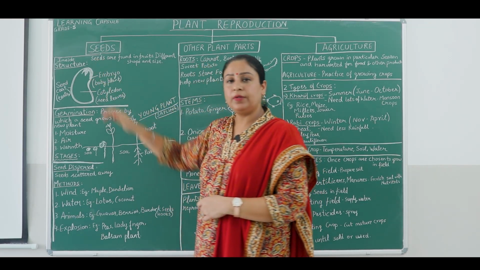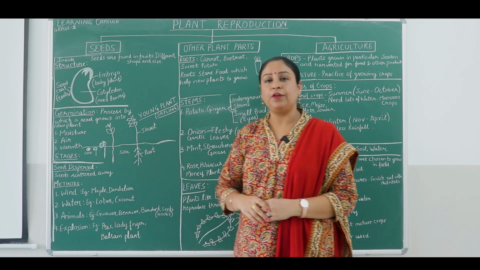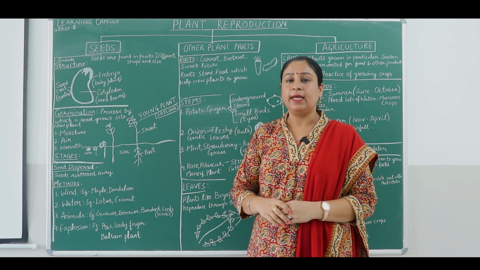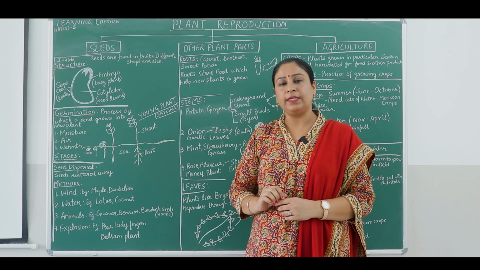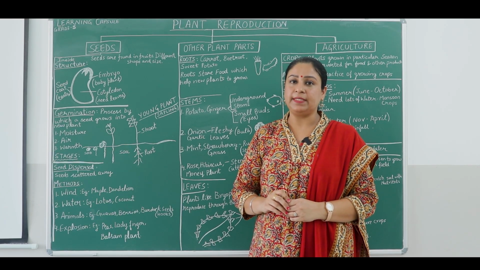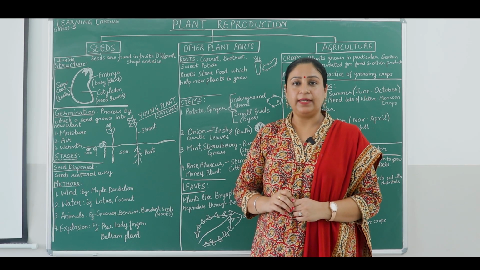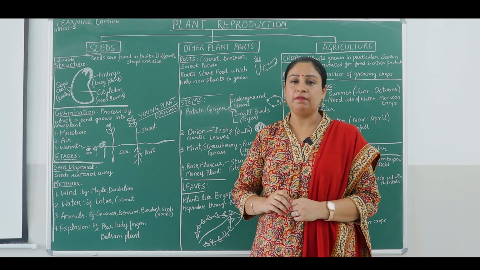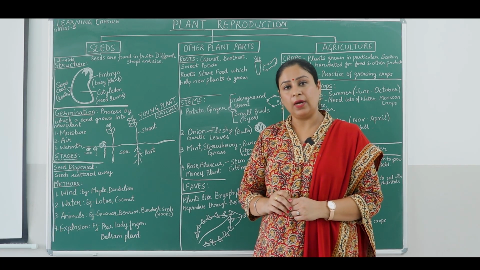See, we know that seeds are found in fruits, and seeds are of different shapes and sizes, like the mustard seed is very small and the mango seed is very big in size. In the same way, there are many seeds in a fruit. For example, the apple fruit contains lots of seeds, whereas the mango fruit contains only one seed.